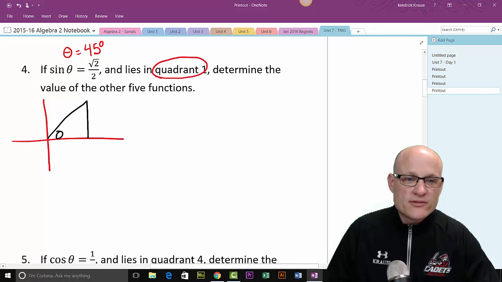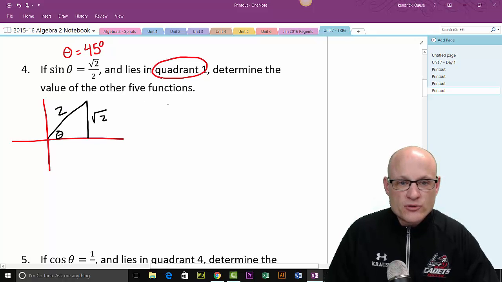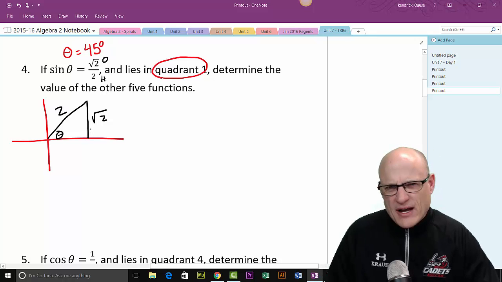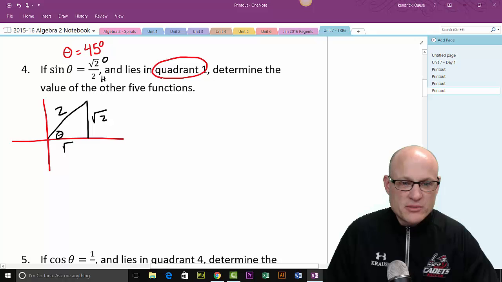It's right here. And it said opposite square root of 2 over hypotenuse 2. Opposite over hypotenuse. Well, if it's a 45-45-90 right triangle, we know that to be an isosceles right triangle, which means these are both square root of 2 over 2.